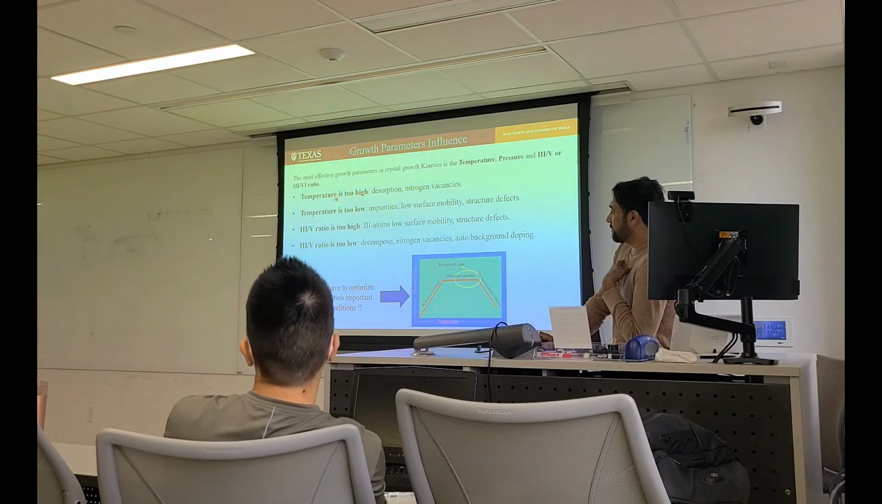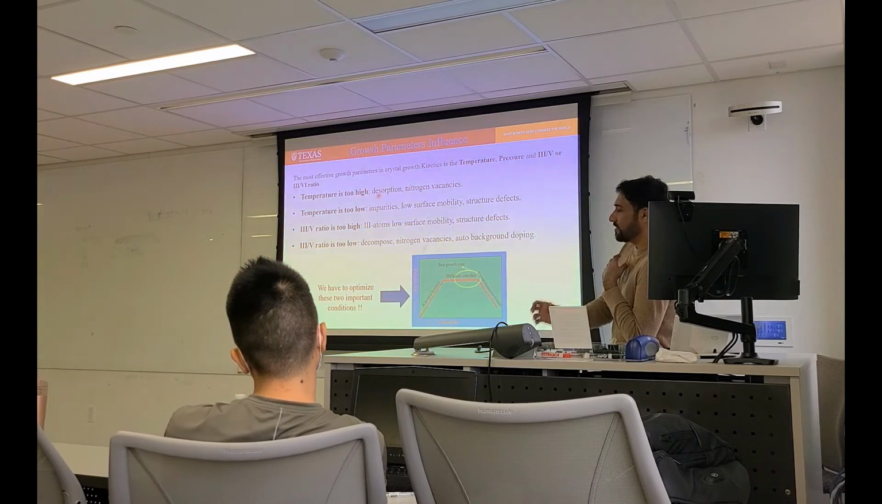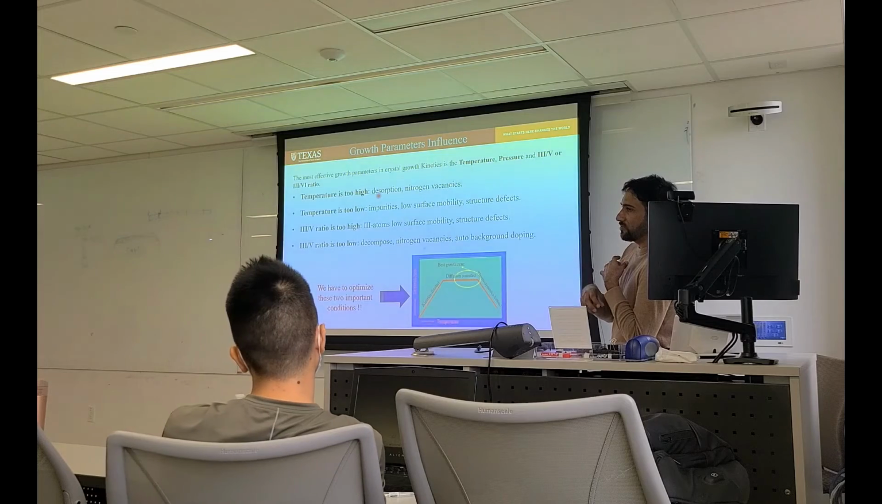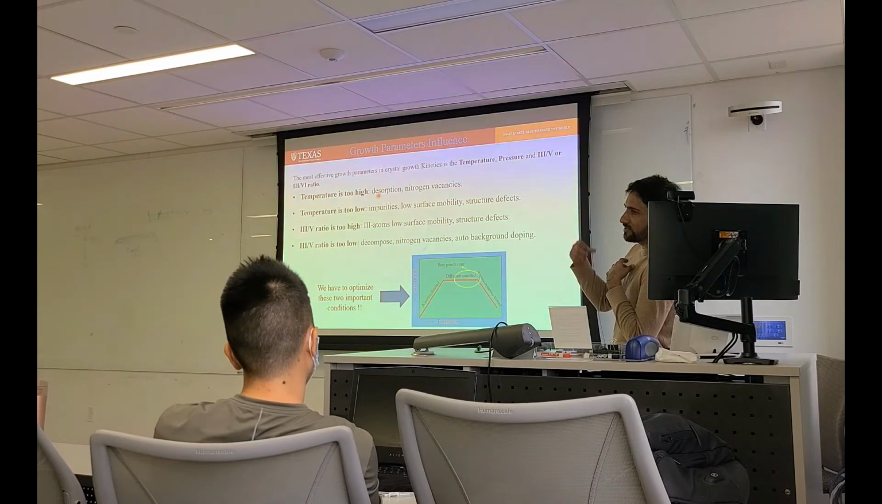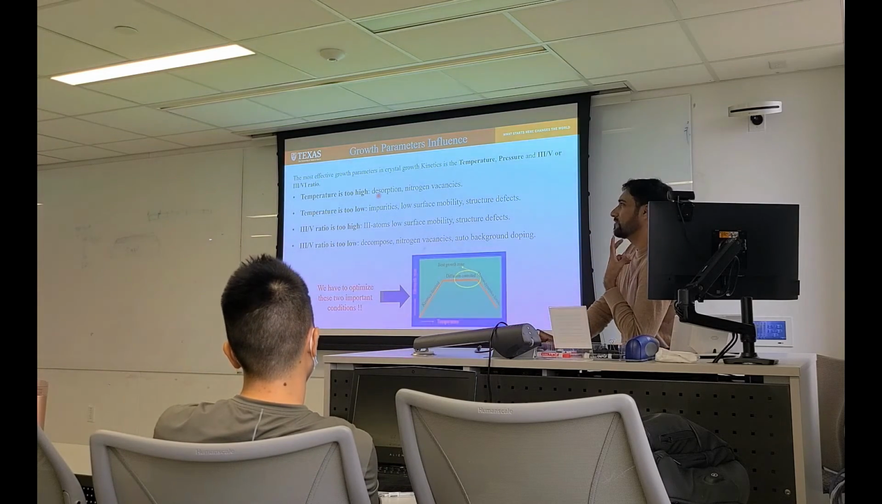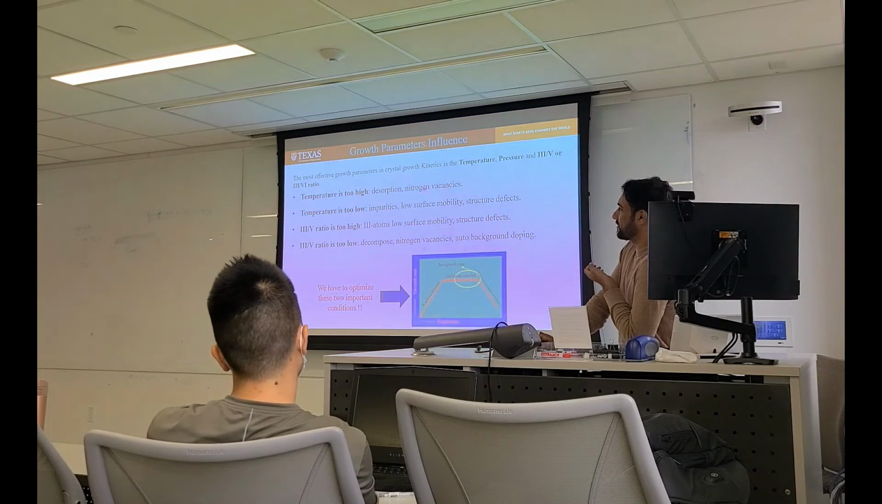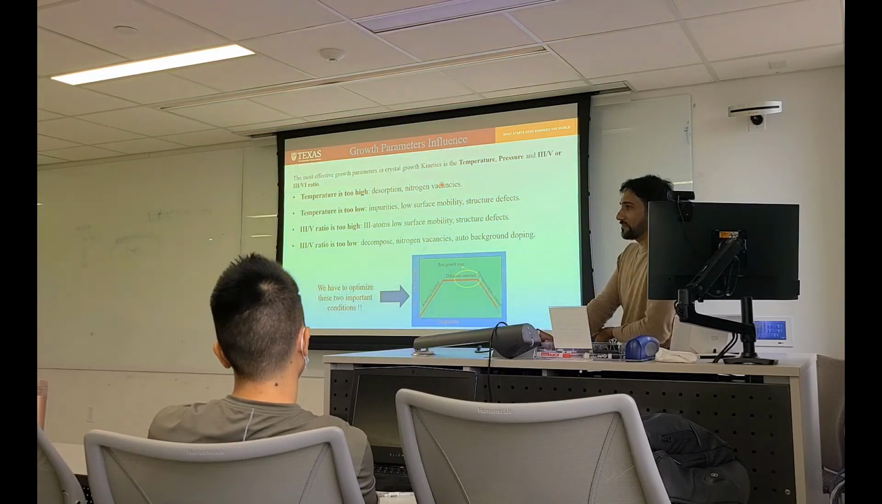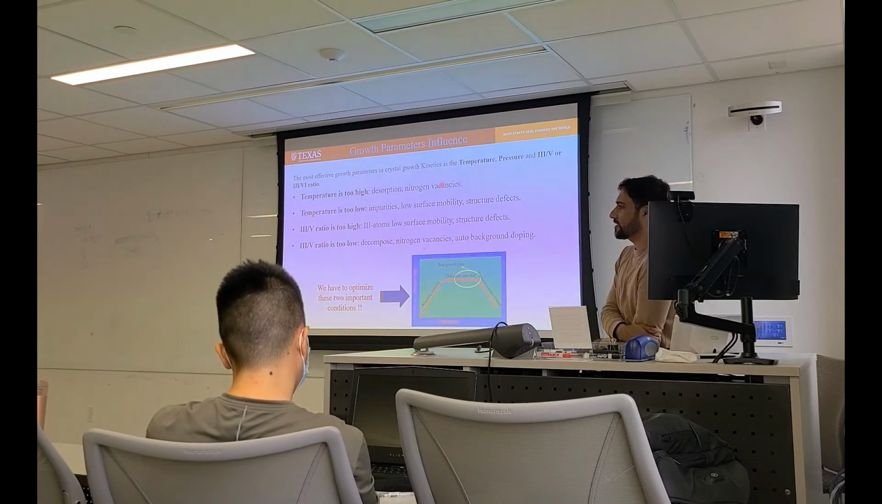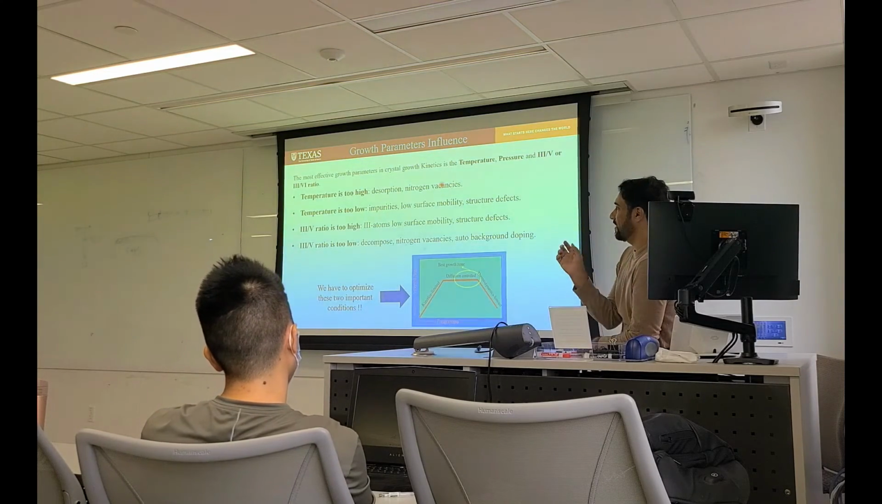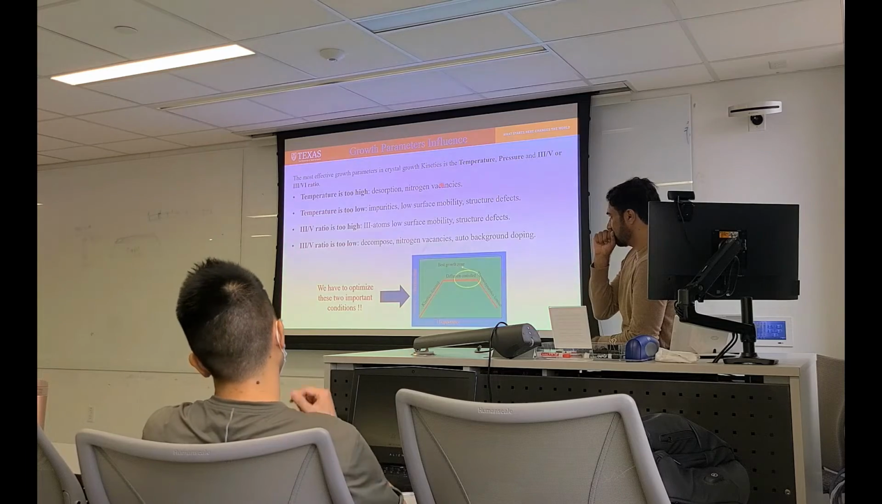What will happen if the temperature is too high? The desorption will take place. The atoms will desorb from the substrate, and then you get broken bonds and nitrogen vacancies in the case of gallium nitride. In the case of gallium oxide, you will get oxygen vacancies.